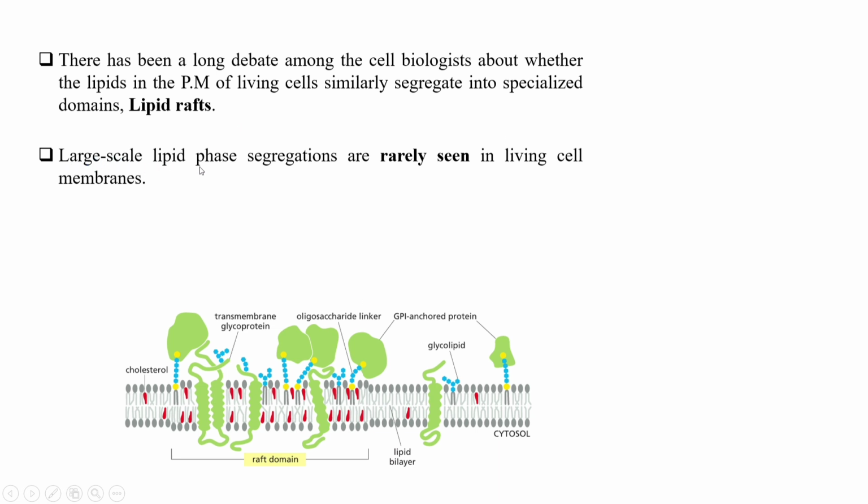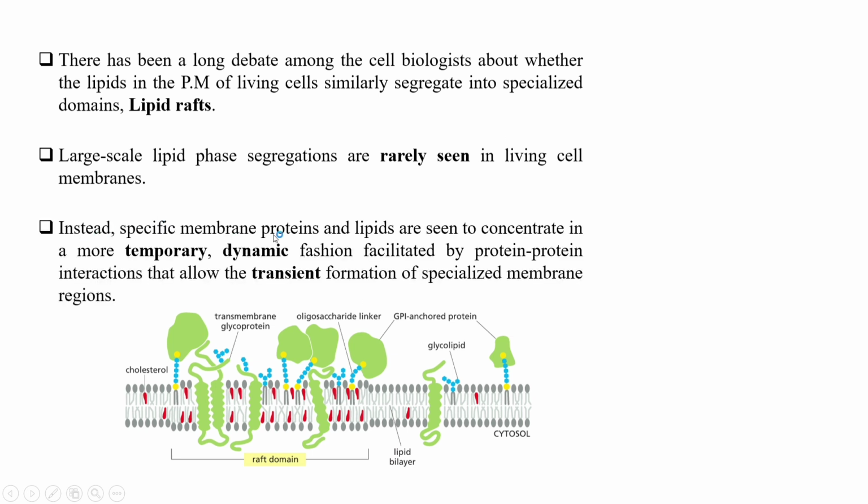Now large-scale lipid phase segregations are rarely seen in living cell membranes. Instead, specific membrane proteins and lipids are seen to concentrate in a more temporary and dynamic fashion. So this term is important. Temporary or dynamic means they are not stable in conditions, but temporary and dynamic fashions of these lipid rafts, facilitated by protein-protein interactions that allow the transient formation of specialized membrane regions. As you can see, this is the raft domain, the hypothesized raft domain.